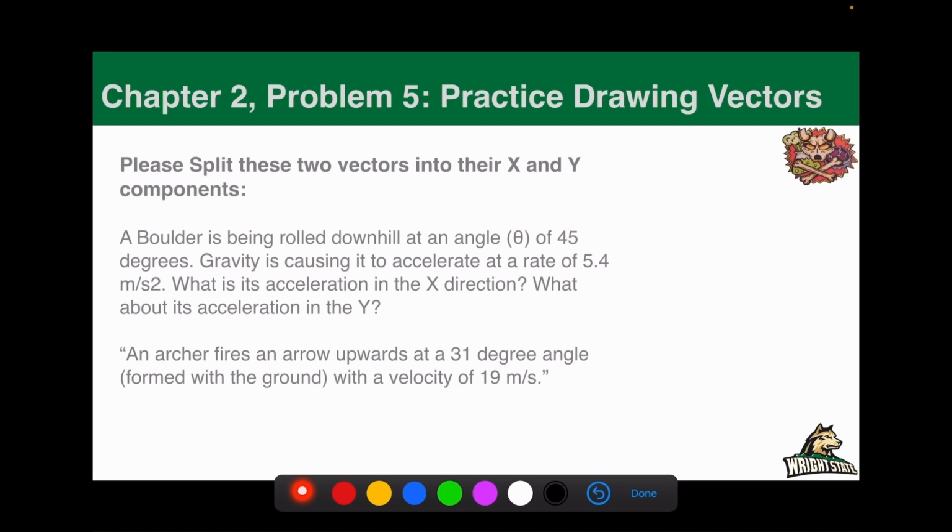So please pause the video right now and try to determine what the x and y components of these numbers will be. So go ahead and give that a shot. Pause the video right now, and we'll come back in a minute.